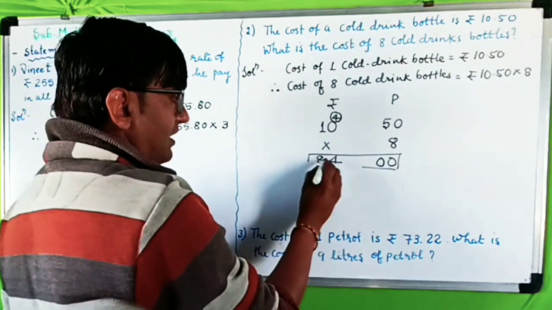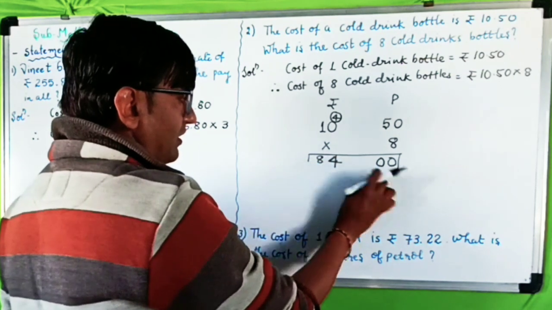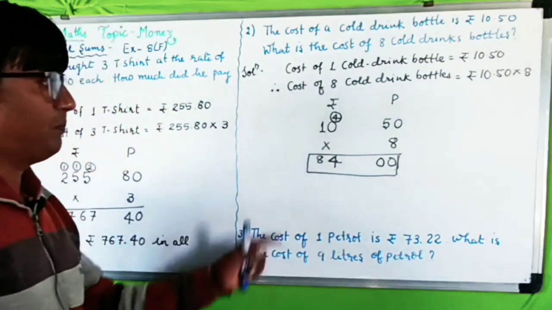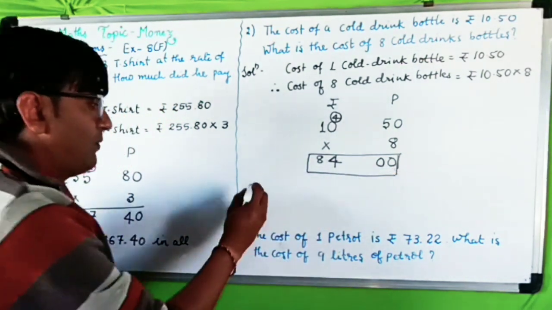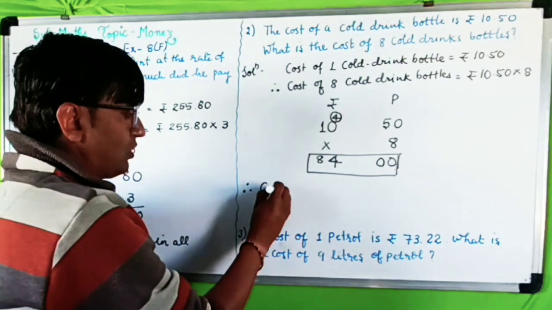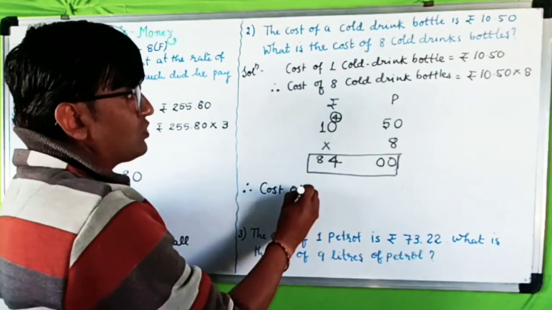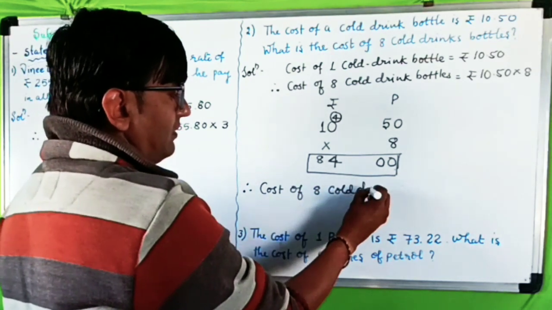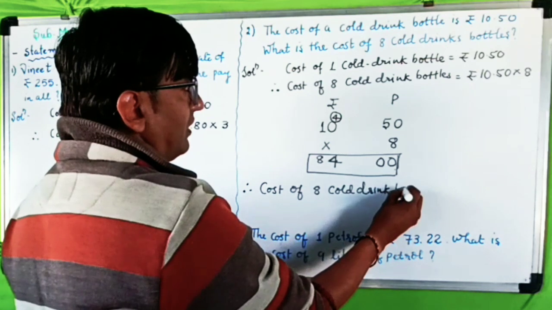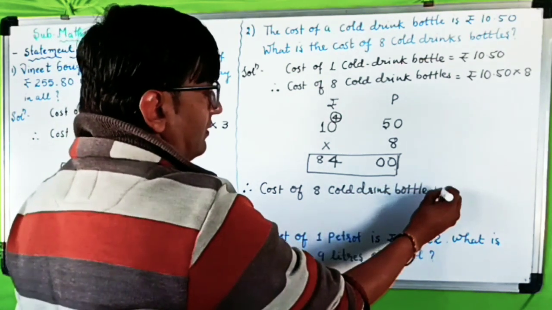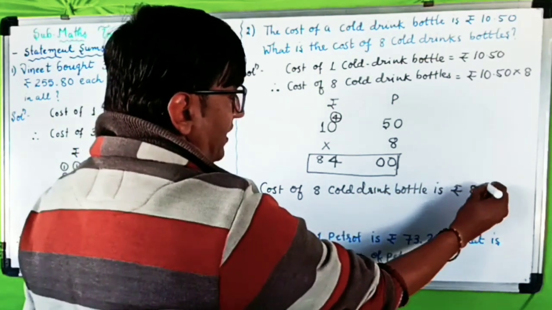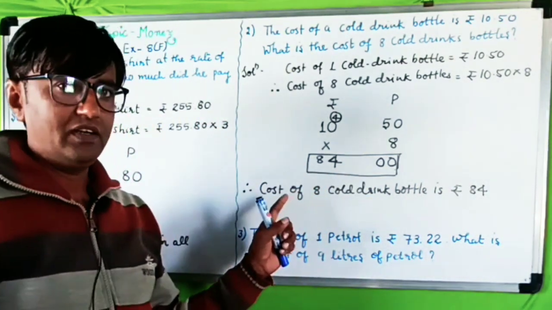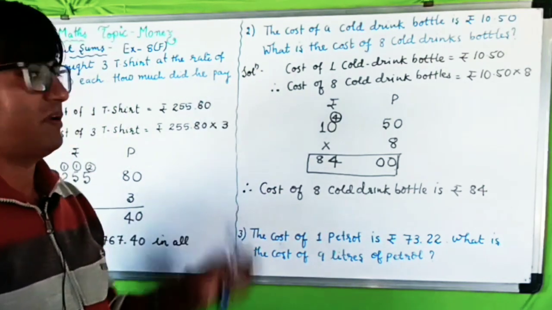So what is the answer? I will write here properly so you can read it properly. So 84 rupees and 00 paise. Therefore the cost of 8 cold drink bottles is rupees 84. I will write only rupees 84 because 00 paise no need to mention. Clear children? Okay. So this is the answer of question number 2.